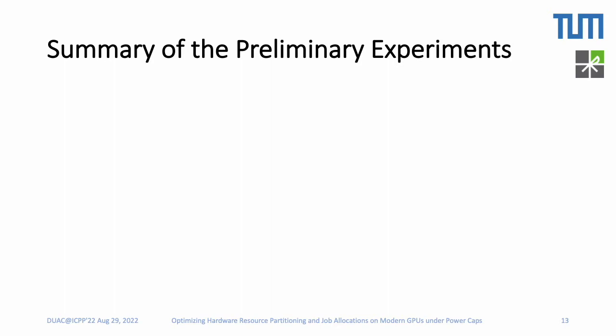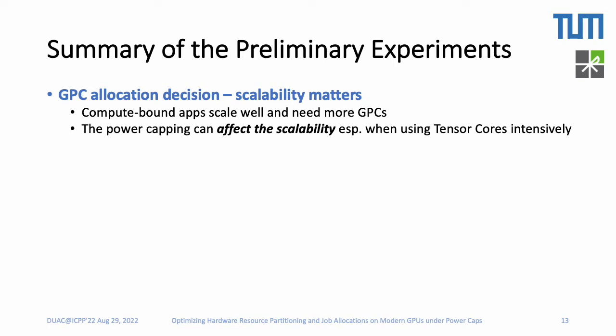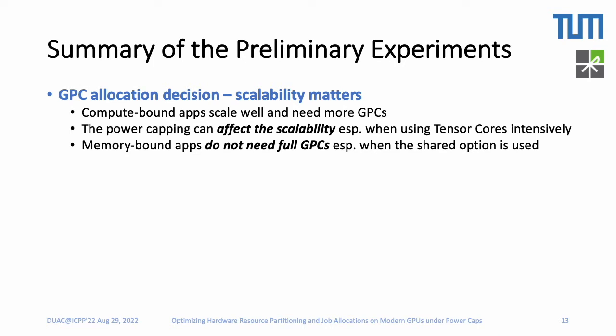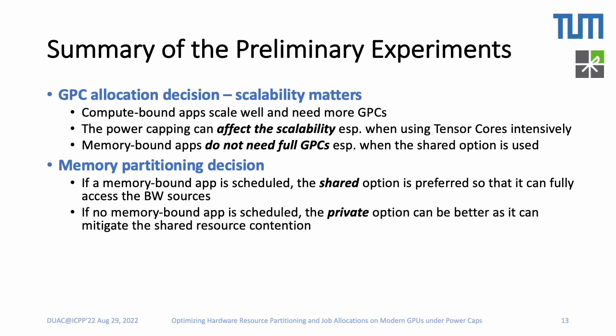So this is a summary of the preliminary evaluation. This is the GPC allocation decision. Compute bound applications scale well and need more GPCs. And power capping can affect the scalability, especially when using tensor cores intensively, and memory bound applications do not fully use GPCs when the shared option is used. As for the memory partitioning decisions, if a memory bound application is scheduled, the shared option is preferred. But if no memory bound application is scheduled, the private option can be better to mitigate the shared resource contentions.